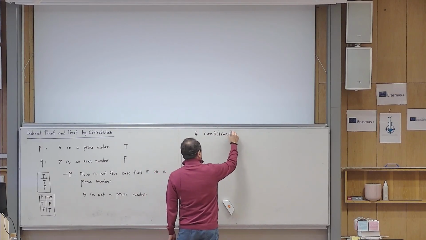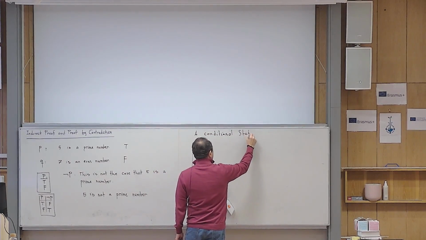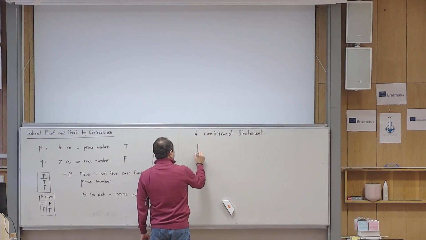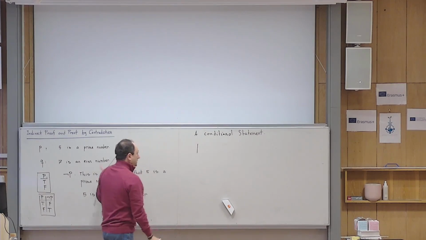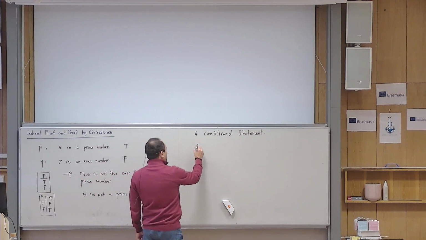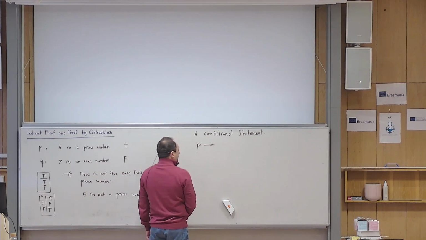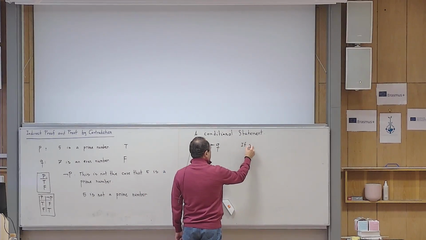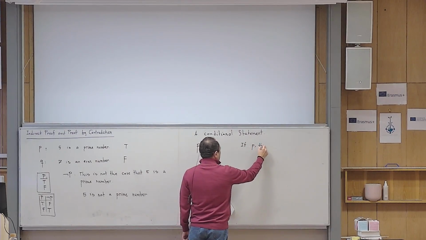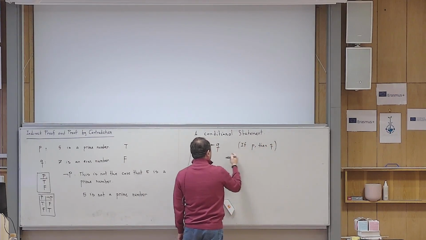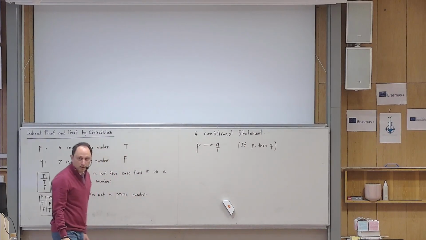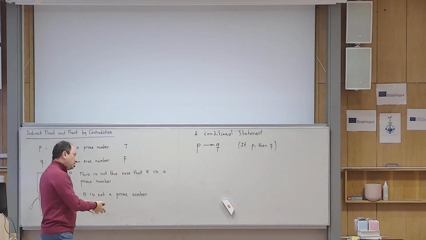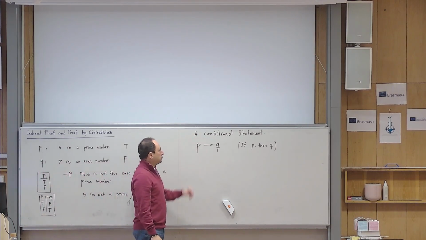Or a conditional statement, if you want to. A conditional statement is denoted, we need two statements, P and Q, and we say P, I put an arrow to the right and put Q, and I read it like this: if P then Q. This is the way that you read this symbol, okay? And this is called a conditional statement. If P, then Q, it's called a conditional statement.